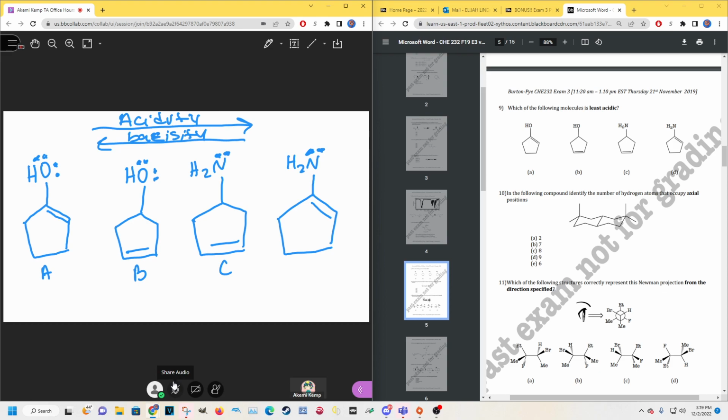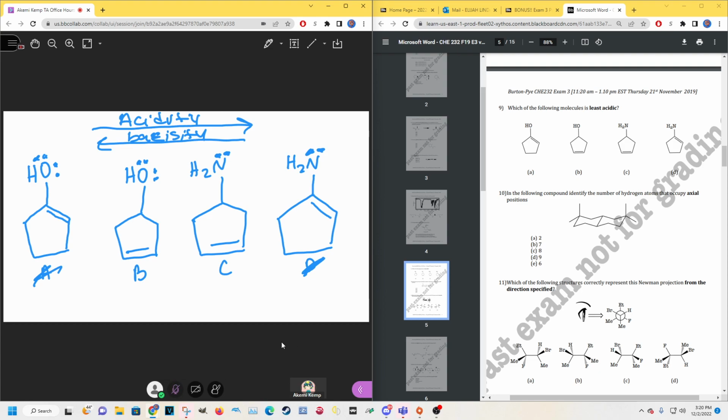So, which one of these answer choices do we know we can eliminate? A and D. And which one? D. Yeah, D you can eliminate. So what was the question asking again? So the question is asking which one of the molecules is least acidic.